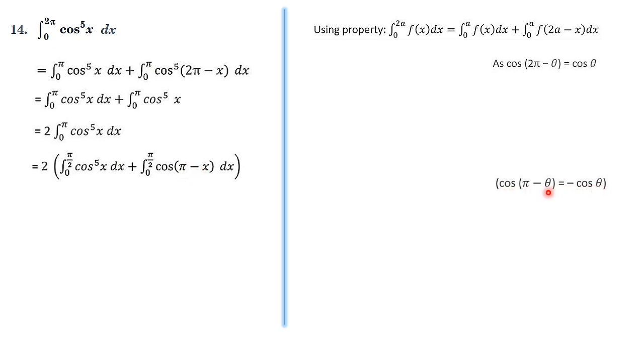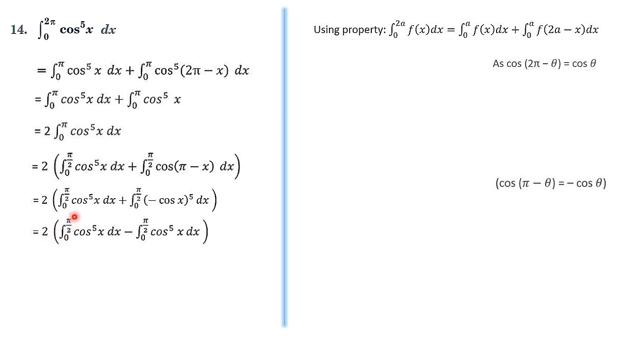So cos(pi minus theta) is in the second quadrant. In the second quadrant cos is negative, so minus cos theta will come. So 2 into the integral from 0 to pi by 2 of cos^5 x dx, plus the integral from 0 to pi by 2 of cos(pi minus x), which is minus cos x, the whole power 5, dx. Then 2 into the integral from 0 to pi by 2 of cos^5 x dx minus, since plus into minus gives minus, the integral from 0 to pi by 2 of cos^5 x dx.